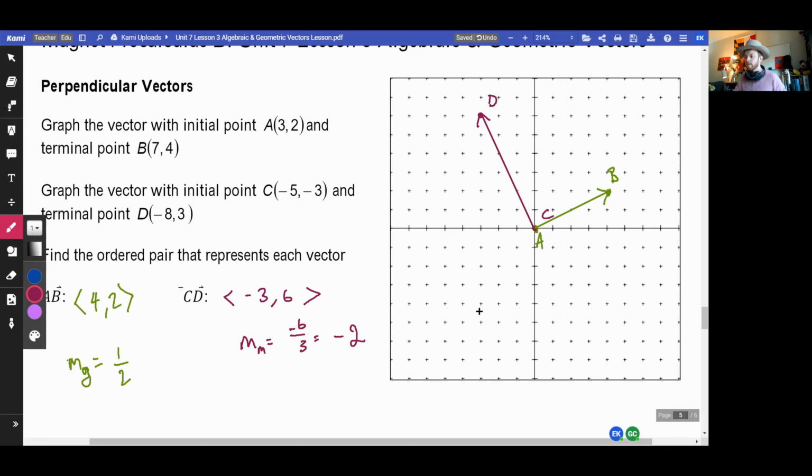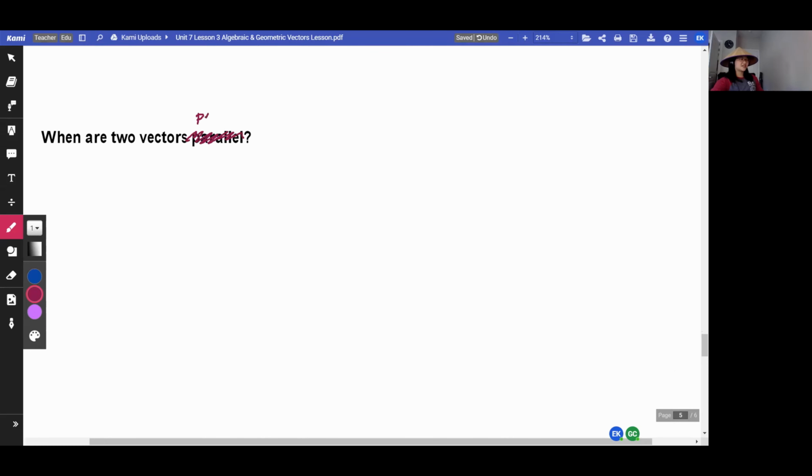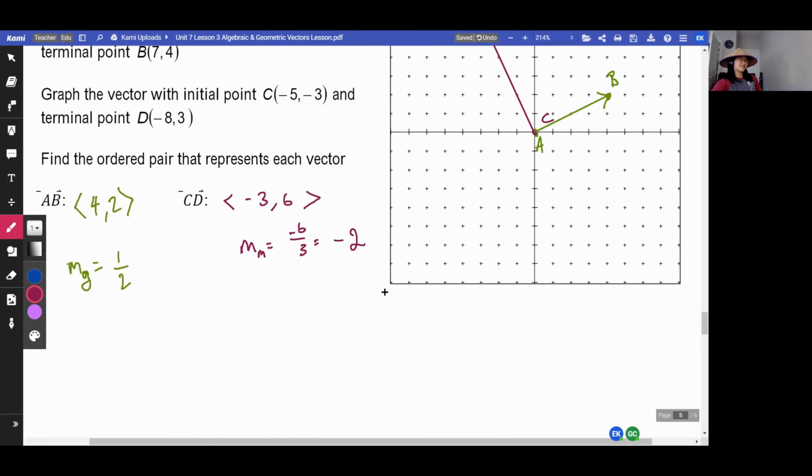All right, so with that said, when are two vectors perpendicular? When they're not scalar multiples of each other, but that's not exact enough, right? So let's inspect our vectors. Your slope is 1/2. My slope was negative 6 over 3, or I could even say 6 over negative 3.